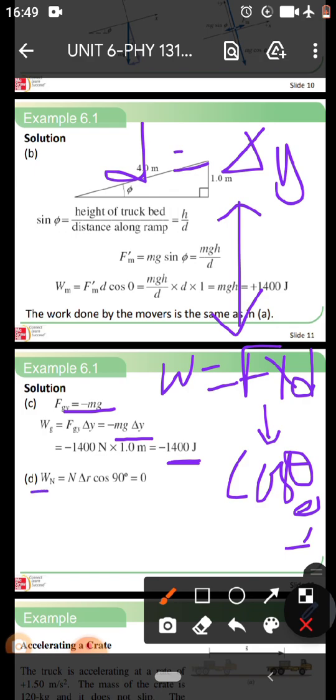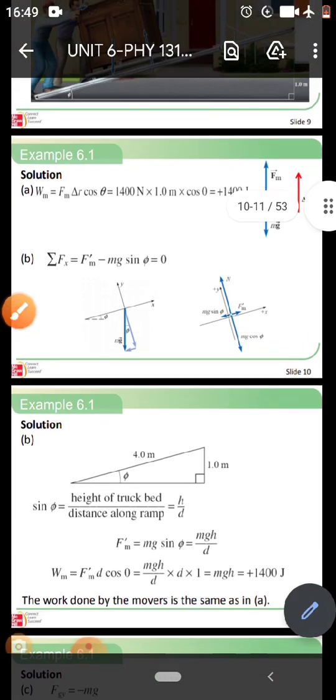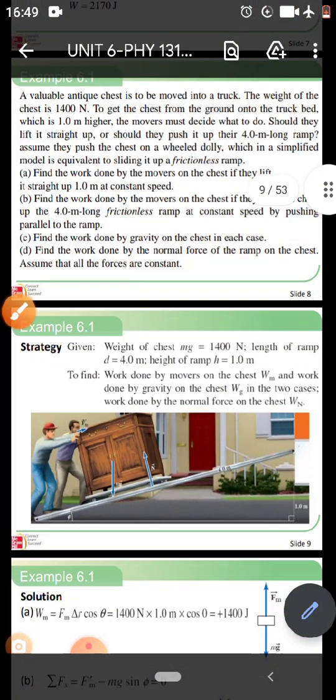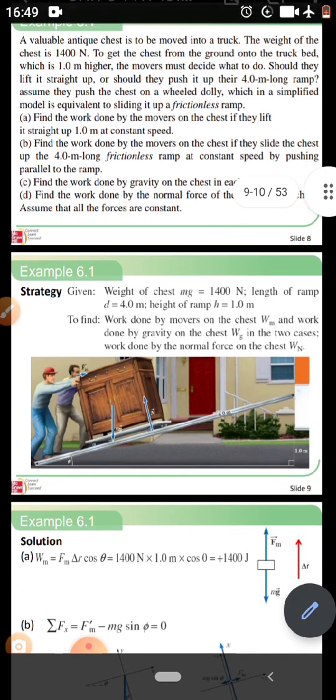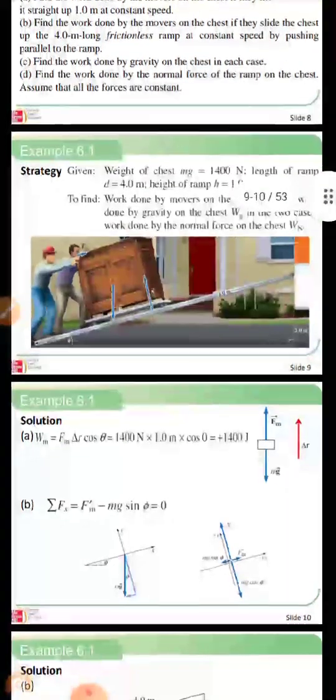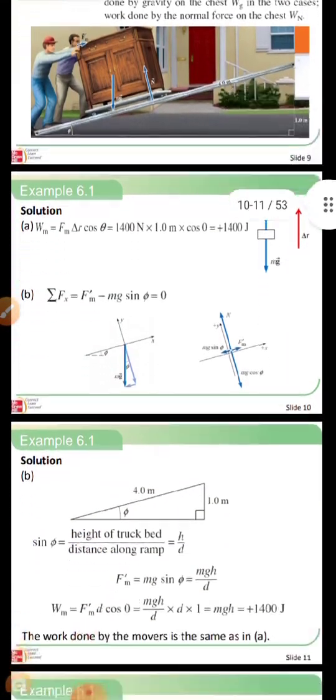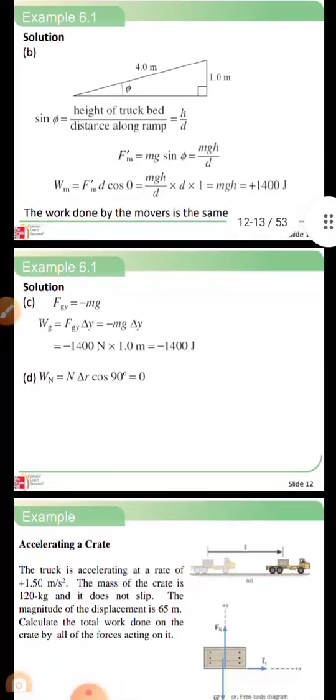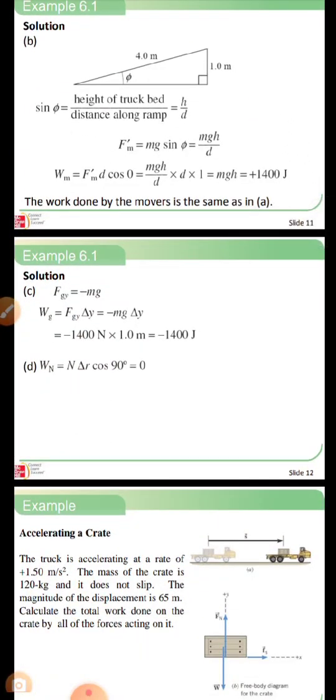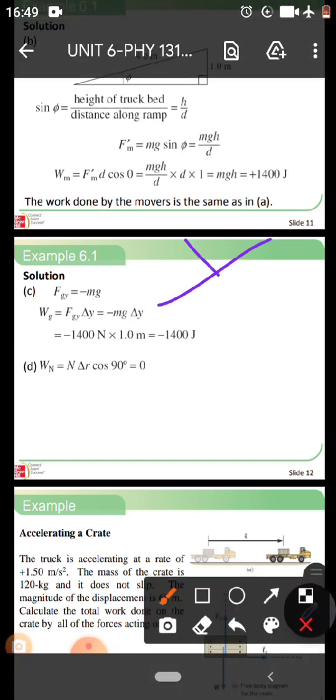Let's go to D. Find the work done by the normal force of the ramp on the chest. Assume that all the forces are constant. So the normal force, this is what they want. This is the normal force here.